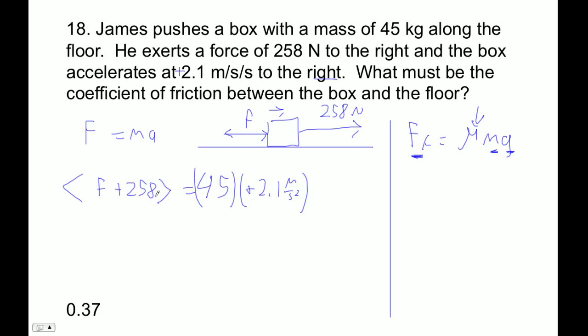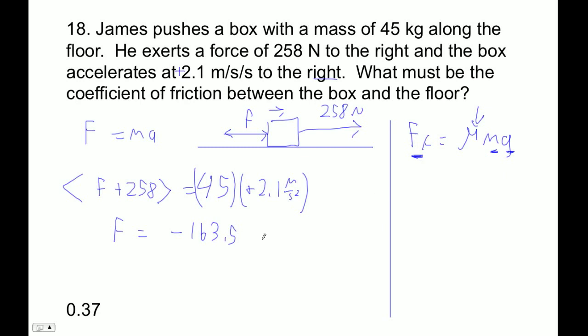What are we going to do? I guess we're going to go this times this minus this. 45 times 2.1 minus 258. I get that the force of friction, the unknown force, is negative 163.5.